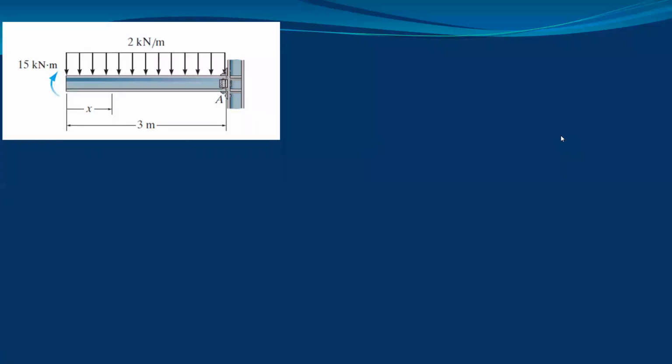So in this lecture, we will solve the problem on the equilibrium of beams having the fixed support. In the last lecture, we have seen the problems on the equilibrium of beam having the roller support and the hinge support. So this is one problem having the fixed support. The question is: determine the reactions at fixed support A. We have already seen what is the meaning of a fixed support.